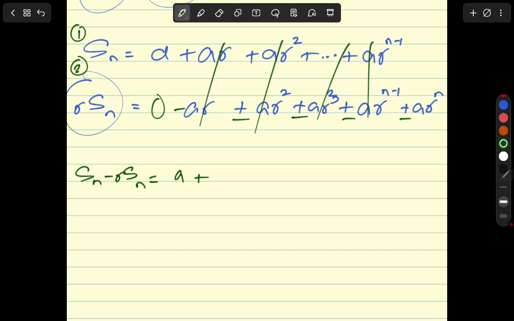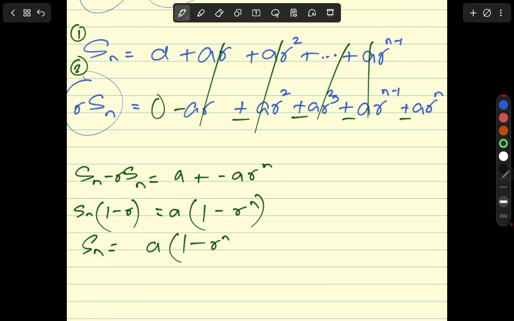So all of these get cancelled. So I'm going to be left with a minus arn, right? Can you see? And I can take a common. So this becomes 1 minus r to the power of n. And I can take Sn common from here, and this becomes 1 minus r. So the Sn formula now is a multiplied by 1 minus r to the power of n divided by 1 minus r. And that is it. It is as simple as that.